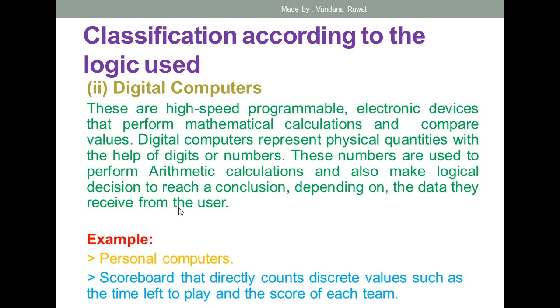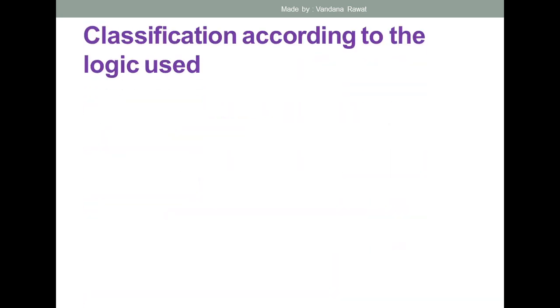We have some more examples of digital computers, like the digital thermometer. A digital thermometer is one example of digital computers. In the case of a digital thermometer, you are taking the continuous measurement of your body temperature. So the digital thermometer will come under the category of hybrid computer, not the digital computer. I'll discuss this in the next category.